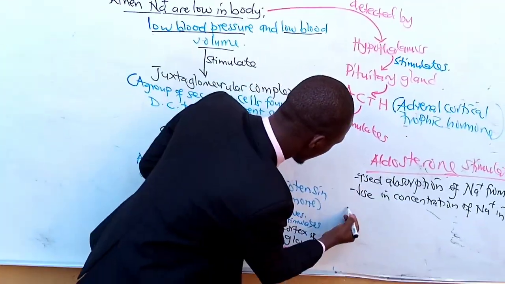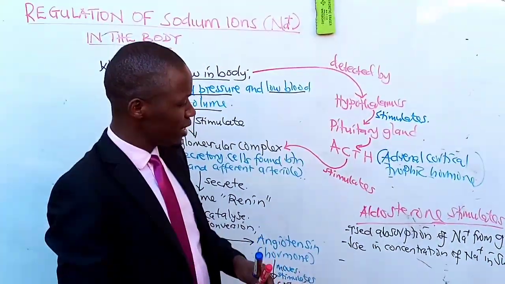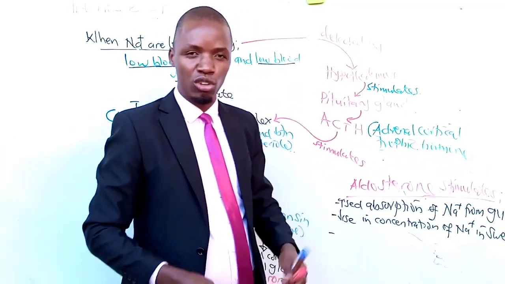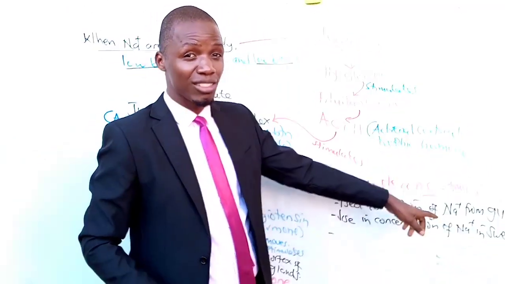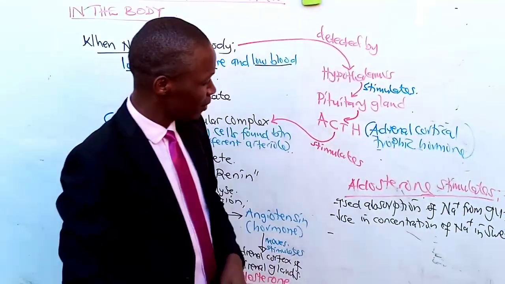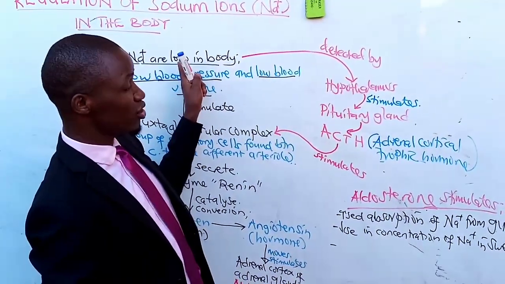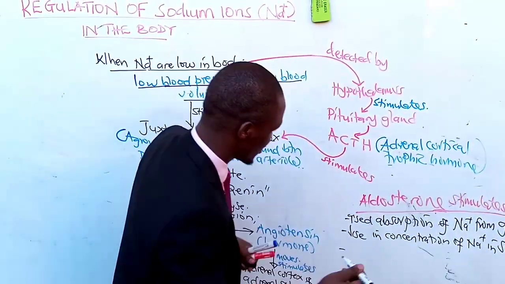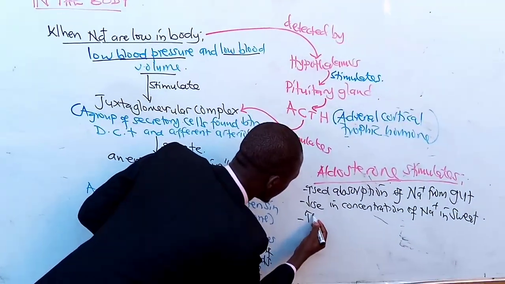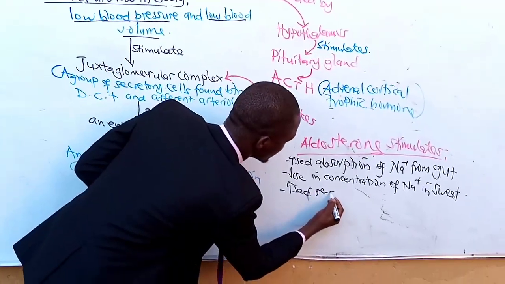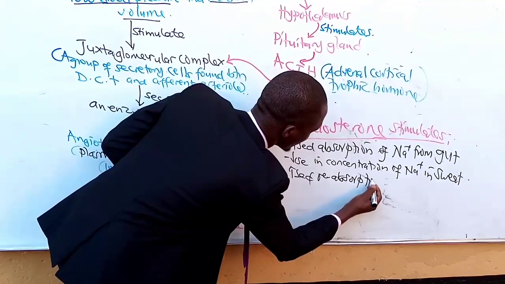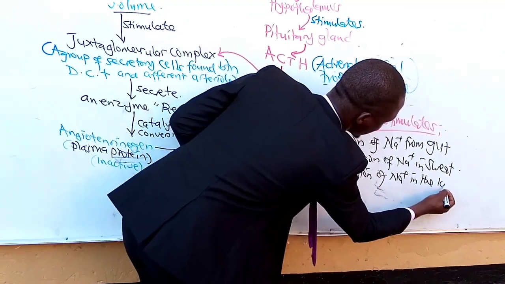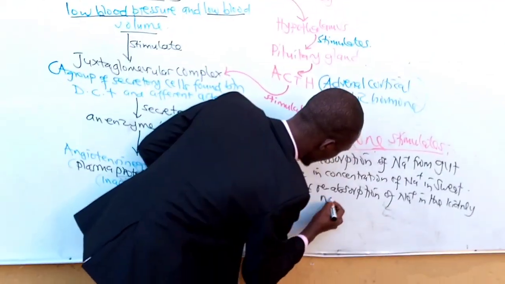Then what else? Likewise, apart from the sweat, we also lose sodium ions, by the way, through our urine. When you go to urinate, your urine also has got these ions. Remember, we have less of the sodium ions in our body. So once aldosterone has been produced, it stimulates an increased reabsorption of the sodium ions in the kidney nephron.